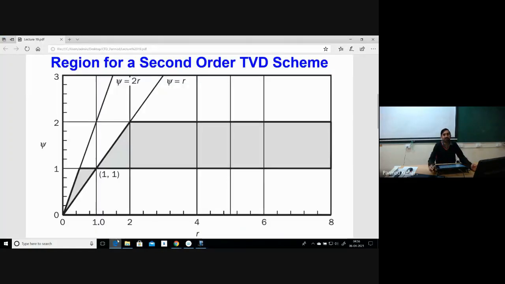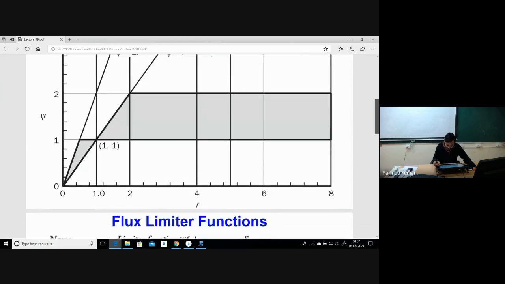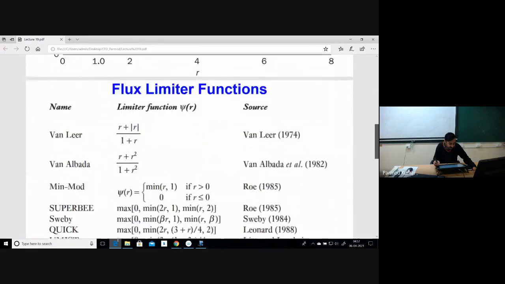Different researchers have tried different kinds of limiter functions, and they have taken the limiter function in such a fashion that these lie within this shaded portion over here. Under these conditions, people have tried to provide schemes which ensure both second order accuracy as well as stability. Okay, so now let us see some of the popular limiter functions.